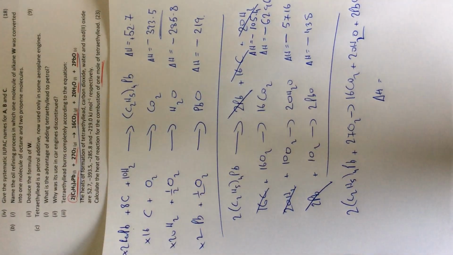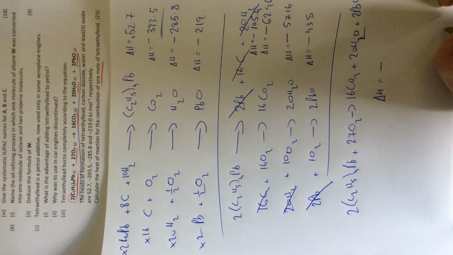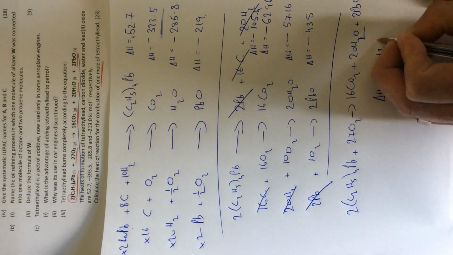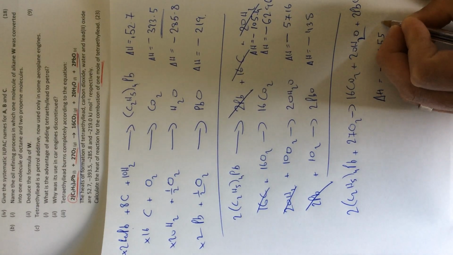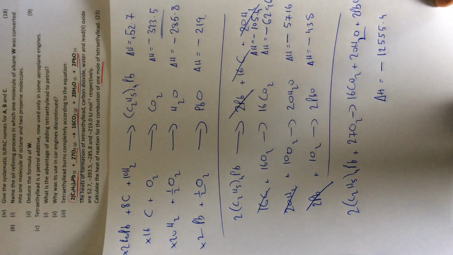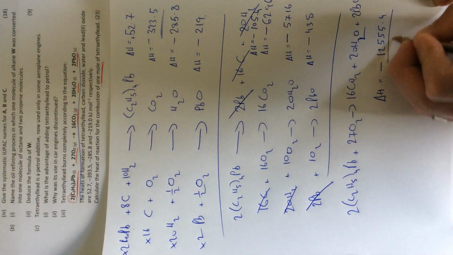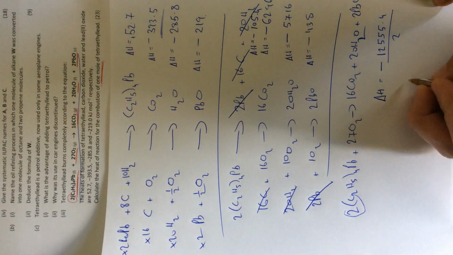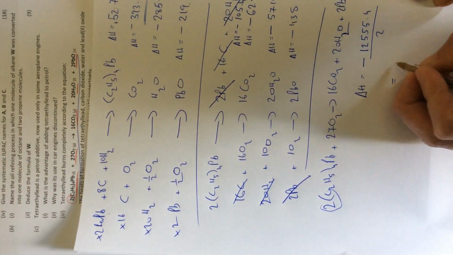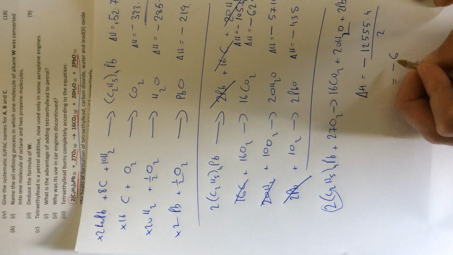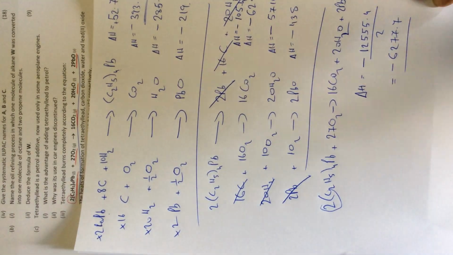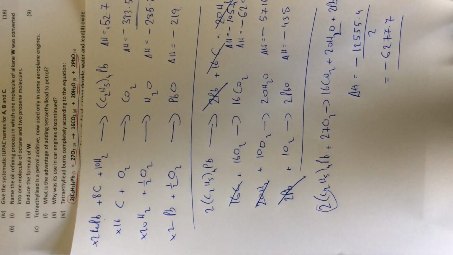So it's 105.4. Okay, so if you add up all of them, you get a grand total of minus 12,555.4. And the important thing then is, you know that it's 2 there, so you must divide that figure by 2, and you get a final answer of minus 6277.7. And that is your answer.